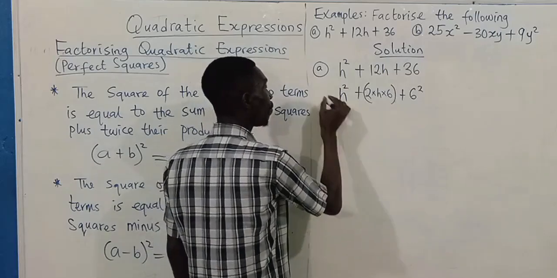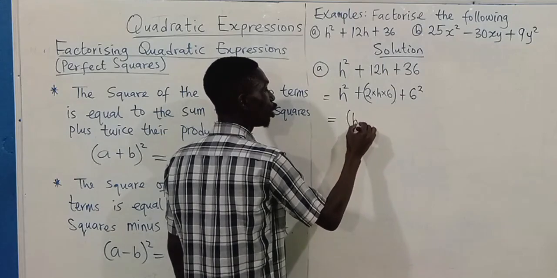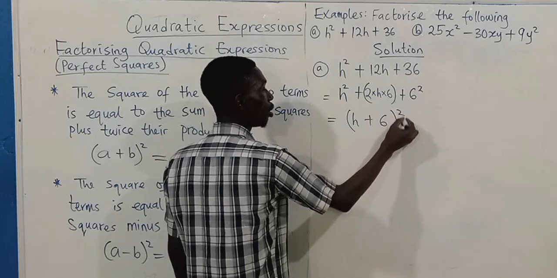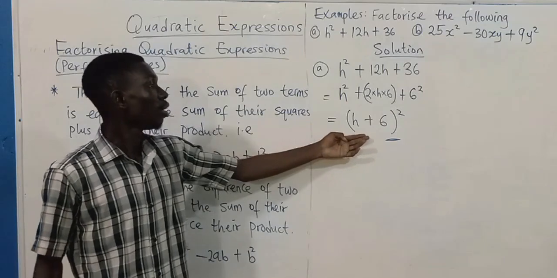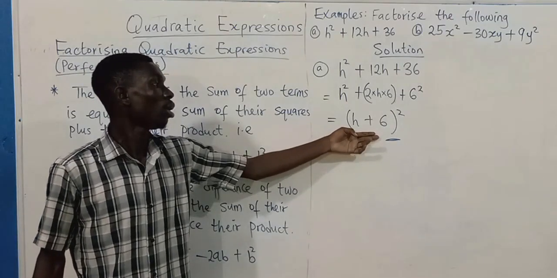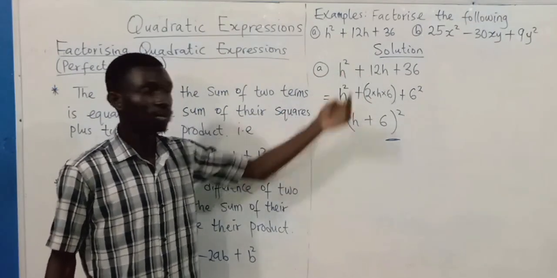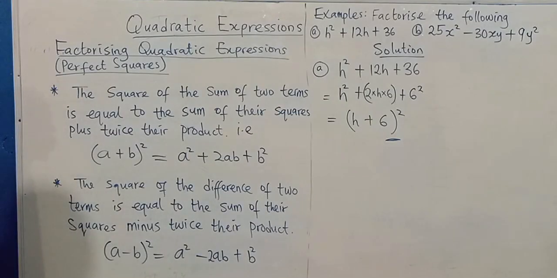So our final answer will become h plus 6 all squared. That's all. If you expand this, you are going to get this. Okay? So it's a very quick one and straightforward.